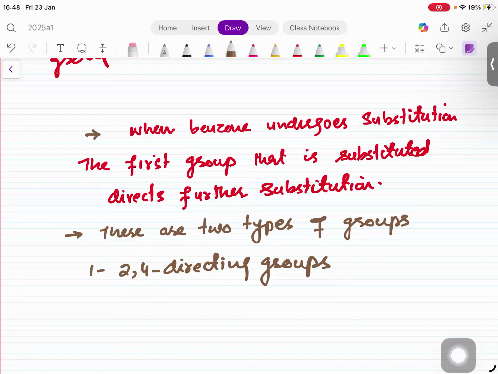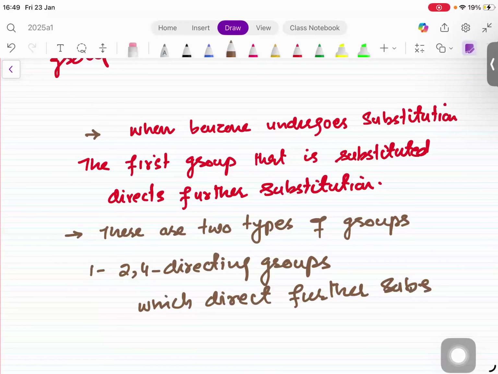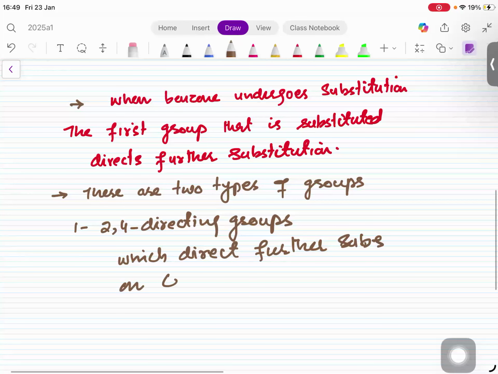There are two types of groups. Number 1, 2,4 directing groups, which direct further substitution on carbon number 2, 4.